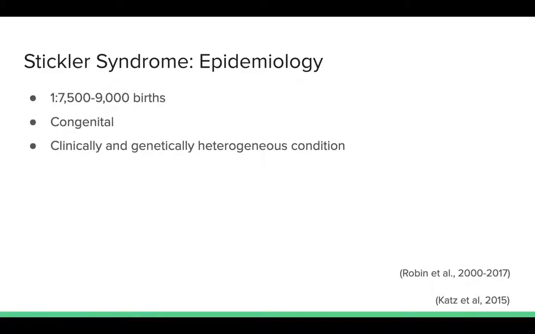So for the epidemiology, there are about 1 in 7,500 to 9,000 recorded live births that are diagnosed with Stickler syndrome. This is a congenital syndrome, and it is a genetically heterogeneous condition. This means that there is one gene that is mutated, but it can be expressed in a multitude of ways. So this relates to the gene mutations for Stickler syndrome being one set of mutations, but they can be expressed in different areas such as their eyes and ears, so relating to their vision or their hearing loss.